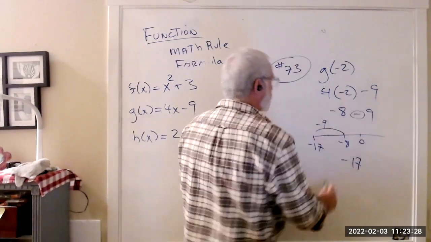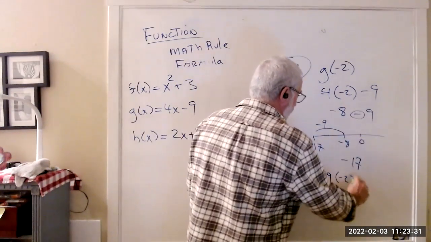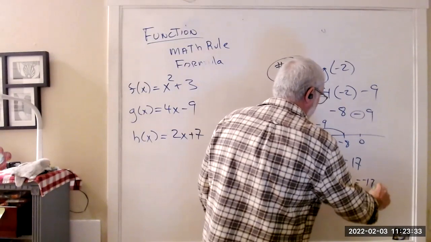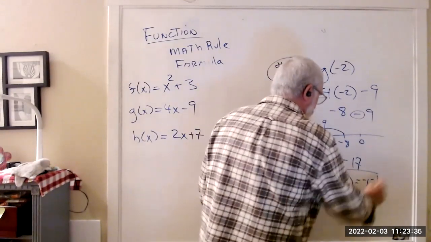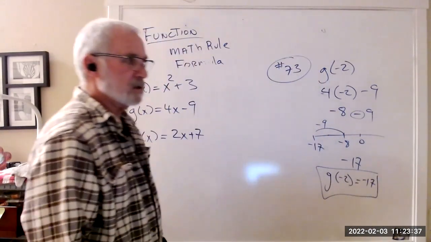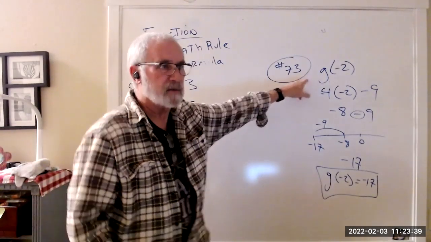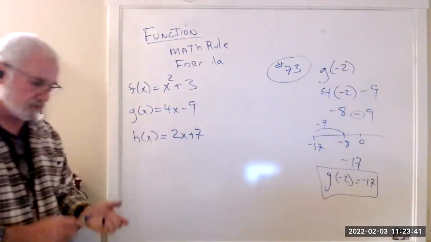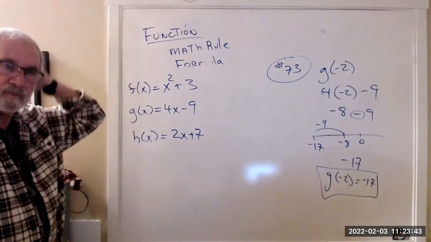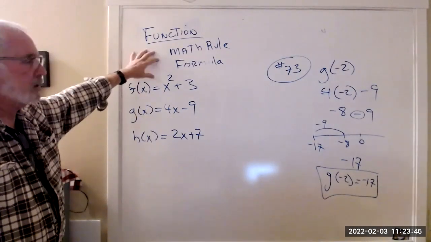So what this says is G of -2 is -17. It's just a math rule. That's all it is. And the G is just its name. It told you which one of these to use. Okay, that's a little bit of function stuff.